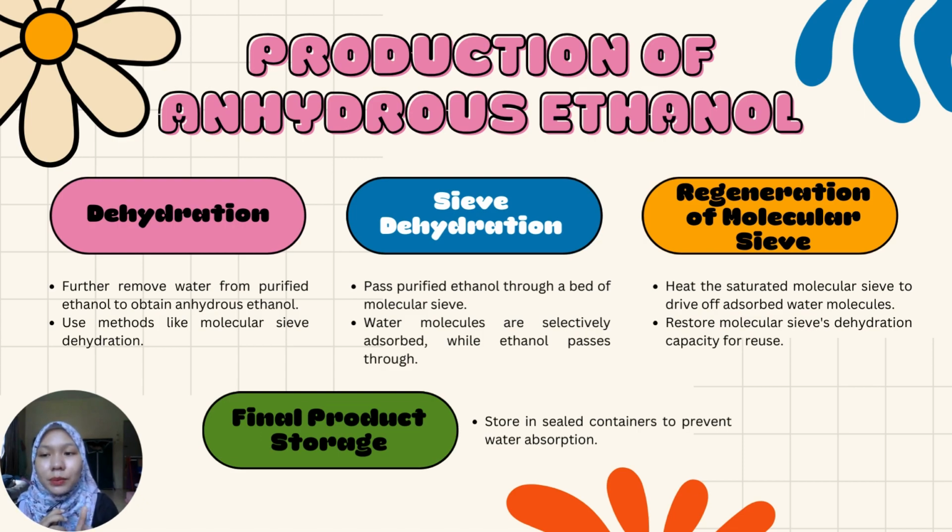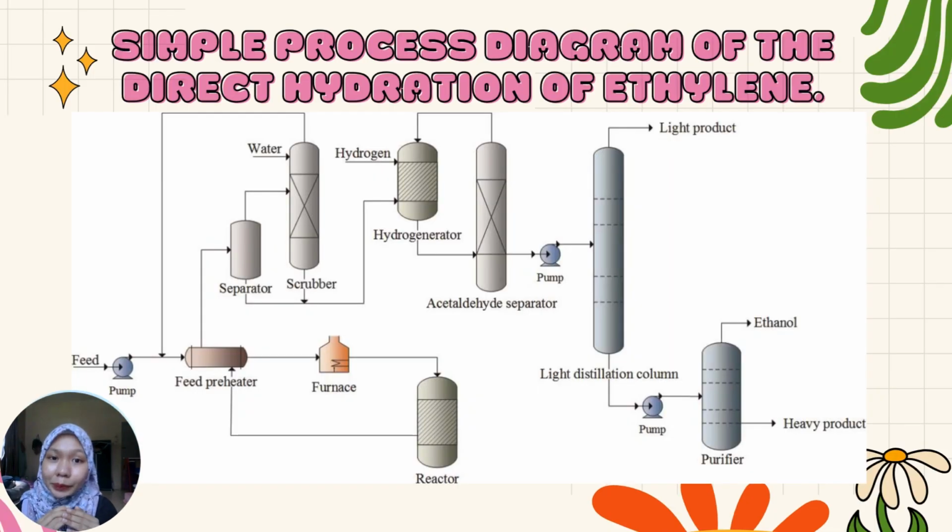Once the ethanol has been dehydrated to the desired level, it is typically collected and stored in suitable containers or tanks. Anhydrous ethanol is highly susceptible to water absorption from the atmosphere. So it is important to store it in sealed containers to prevent contamination and maintain its purity. This is the simple process diagram of the direct hydration of ethylene.